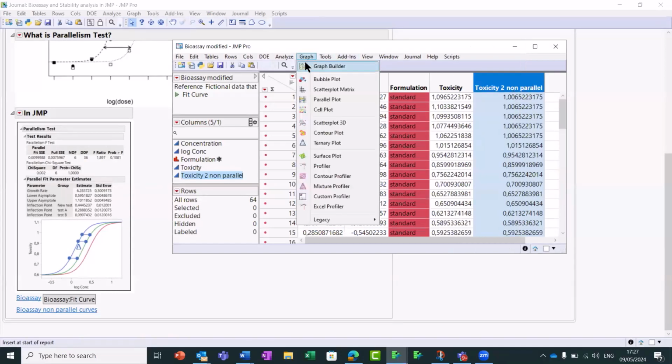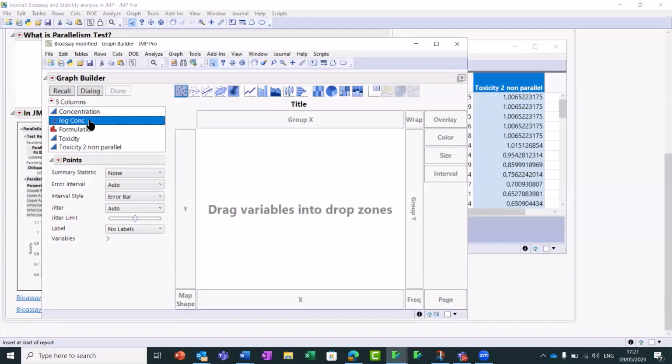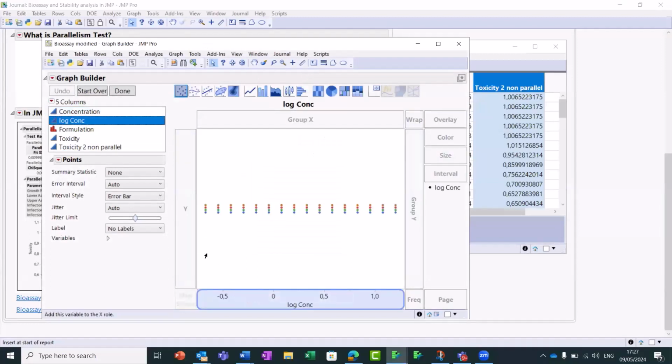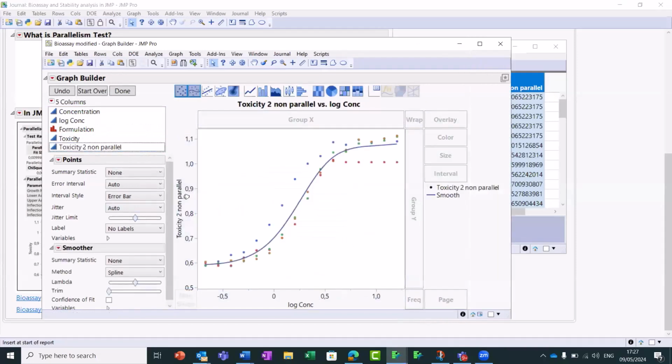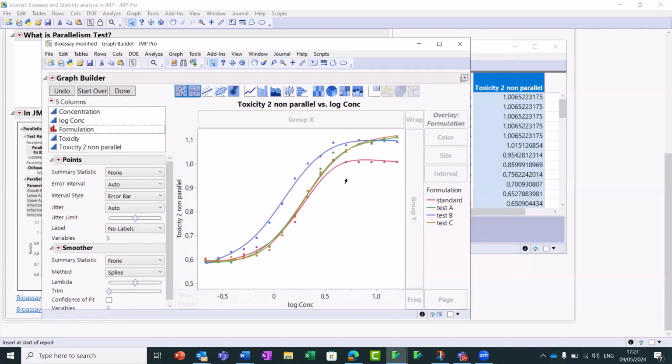I can also show you that in the graph builder. So using the log concentration as my X, and the toxicity that is not parallel, and then using the formulation as an overlay, you can see that the standard, in my case in red, behaves quite differently from all the rest. So that might be something that we need to test, whether our curves follow this parallelism test or not.